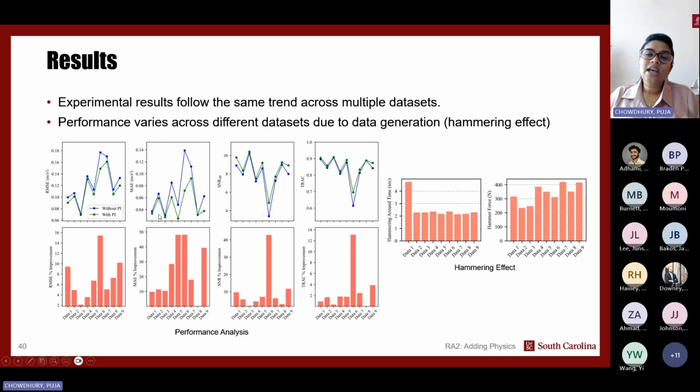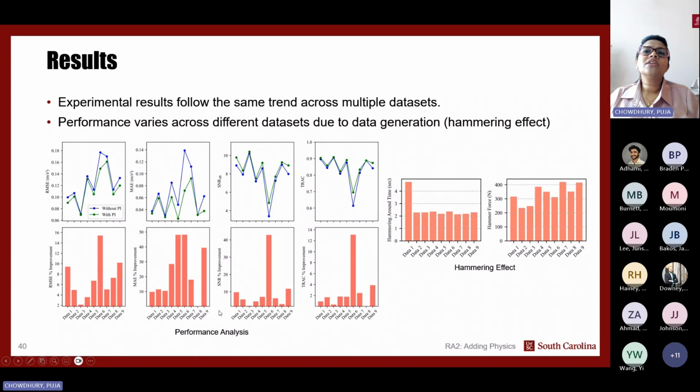It means it's following the same trend as data 1 for all of these metrics. In case of SNR, we can see without physics has the lowest SNR for all of this data, but with PI, it has the highest SNR, as well as in case of track. In case of improvement, we can see for all of this data, there is improvement when we add PI.